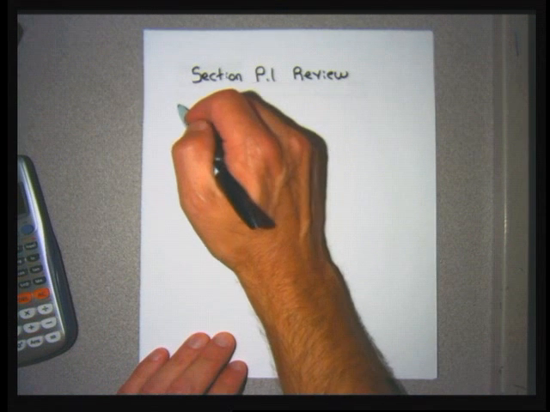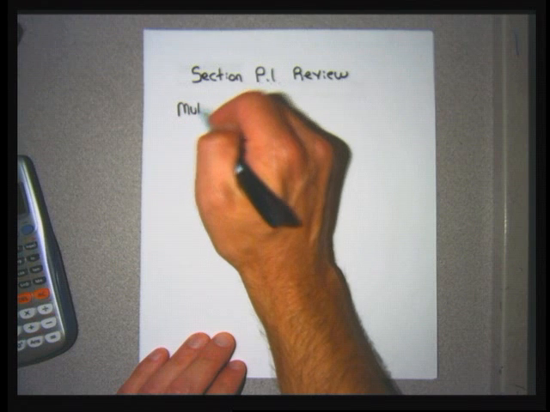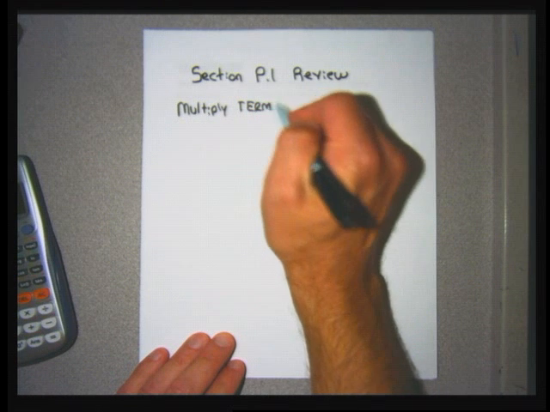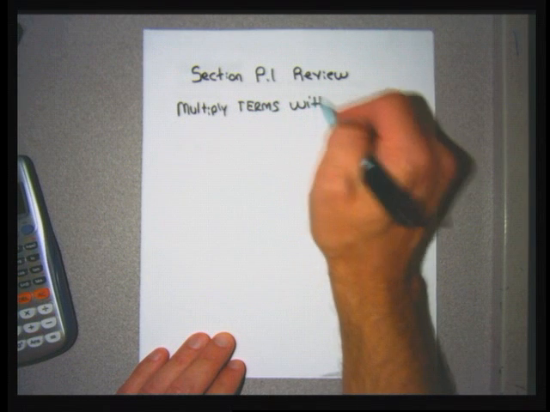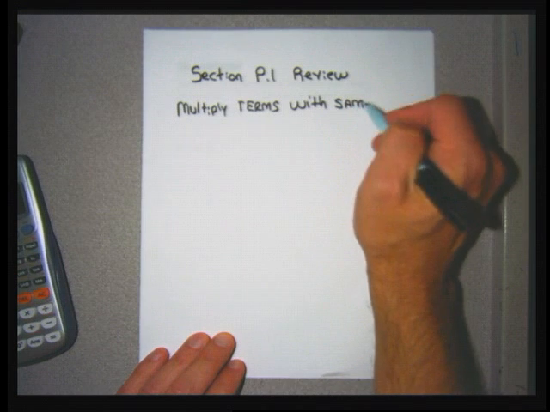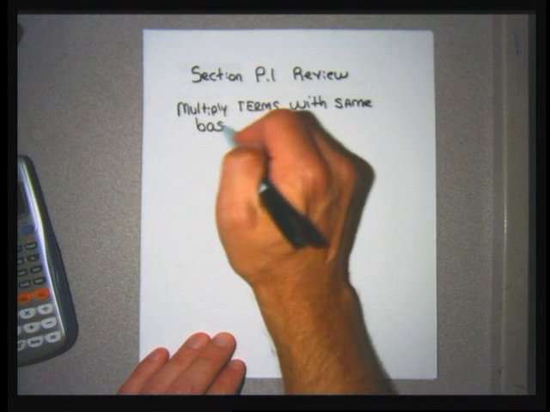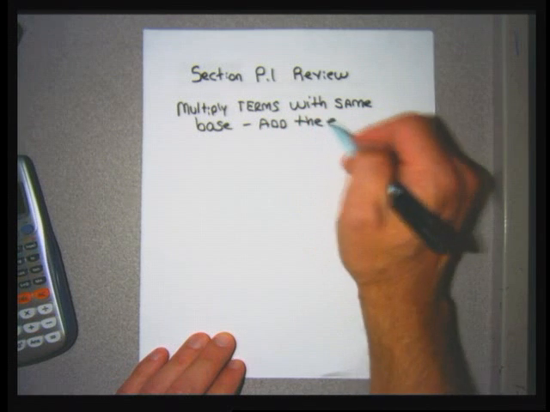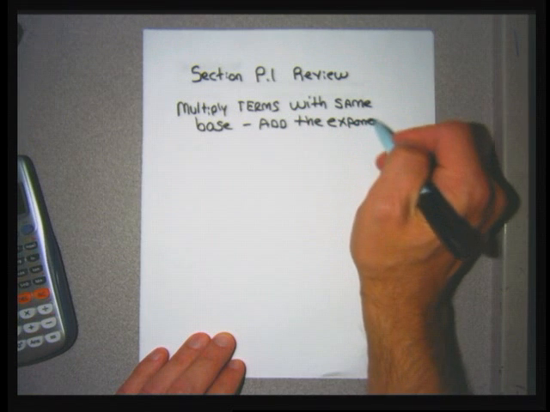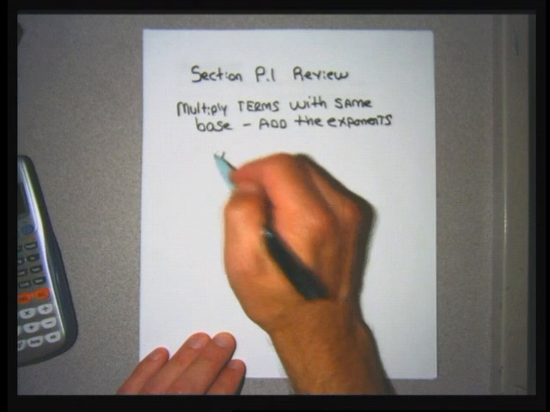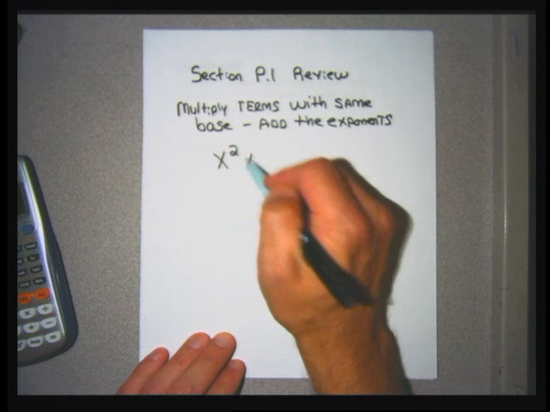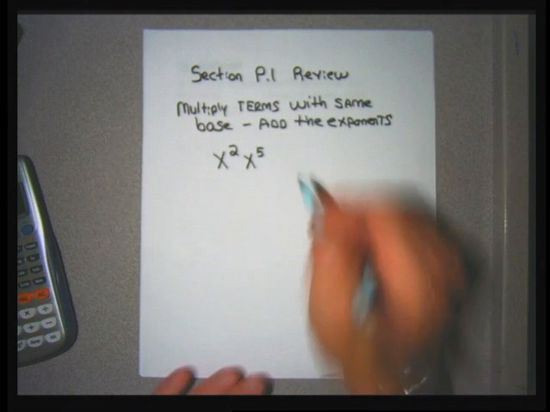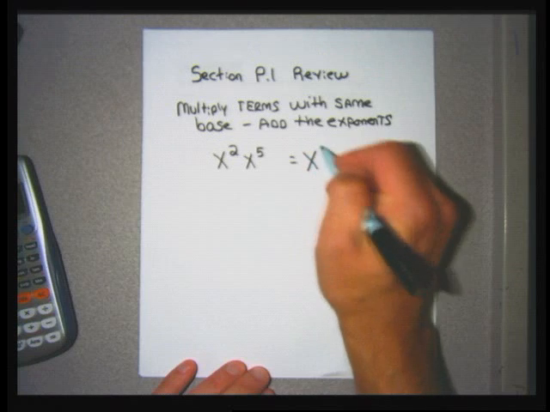We had the rule that if you multiply terms with the same base, you add the exponents. And we did a bunch of problems that were varying degrees of difficulty. This is kind of the easiest version, something like x squared times x to the 5th. This would be multiplying terms with the same bases. And then we did that multiplication by adding the exponents.